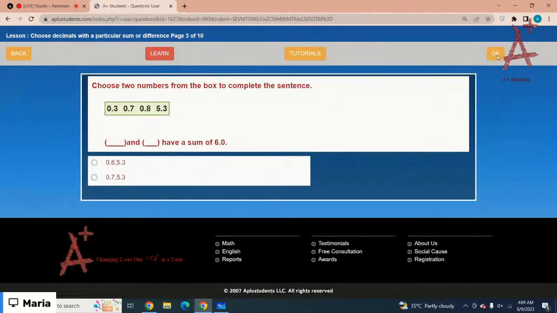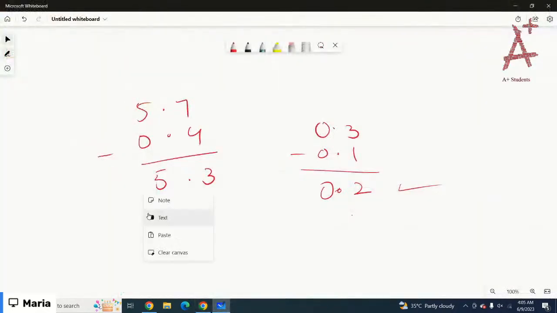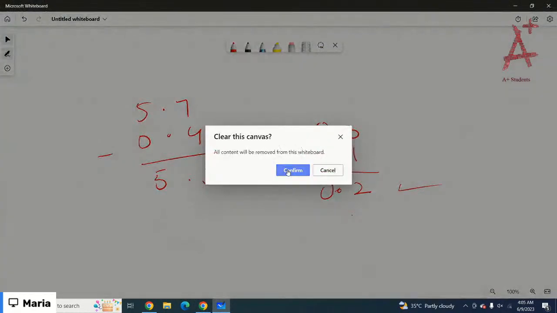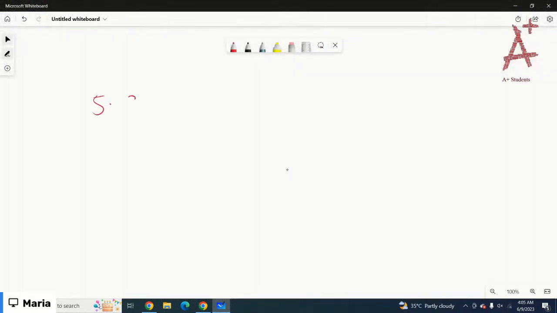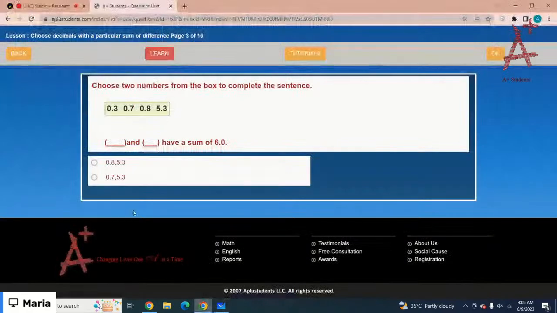Okay, the next one is you have to find two numbers whose sum equals 6.0. That means when you add two numbers, the sum must be 6. Let's just check with options. Option 1 is 5.3 and 0.8. Let me just add them. 5.3 and 0.8. 8, 9, 10, 11, 1 and 1 carry. 5 and 1 is 6. This isn't the correct option. You have to find the one whose sum is 6.